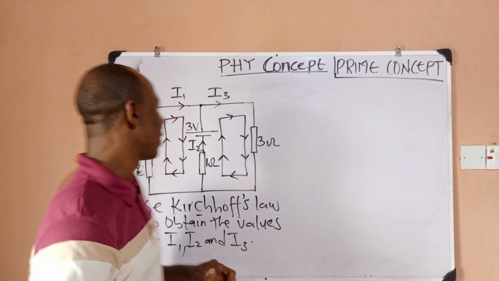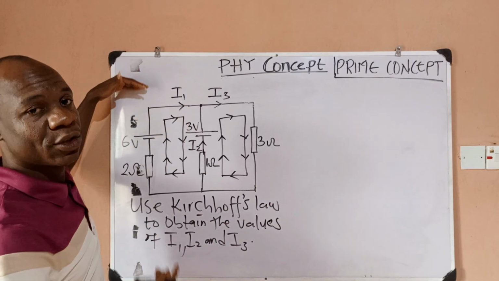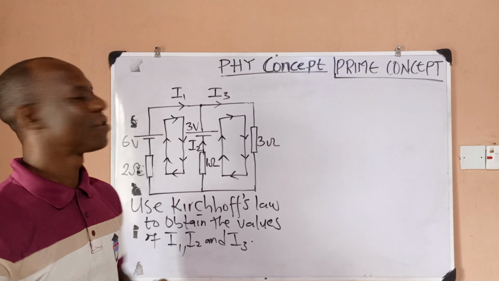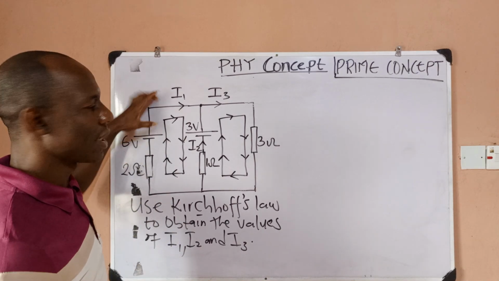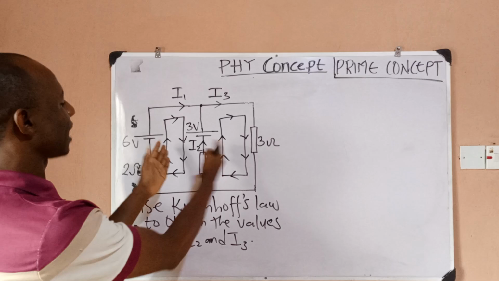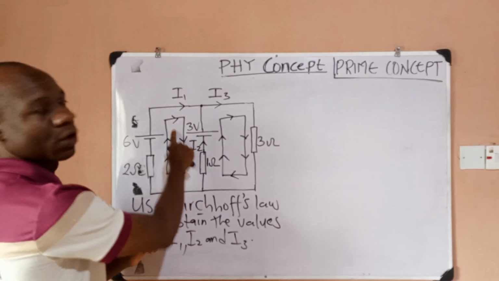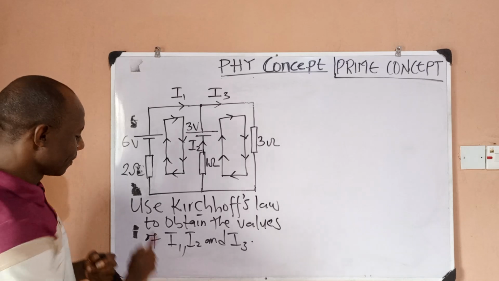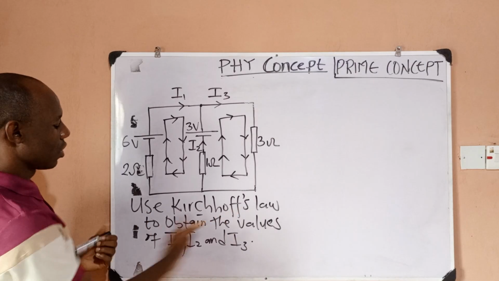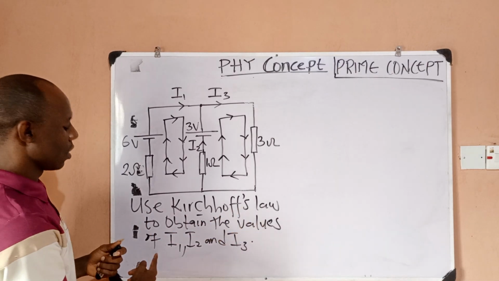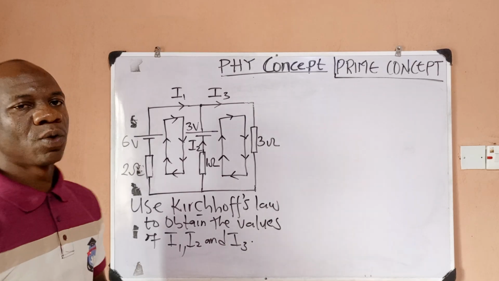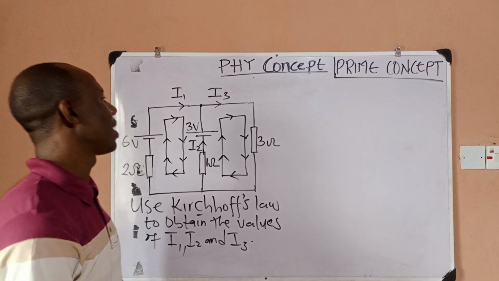Now we have a problem to analyze, the circuit problem under Kirchhoff's law, like we introduced in our previous video. And we have this circuit to analyze, a circuit that has two loops. This is the first loop and this is the second loop. The question says use Kirchhoff's law to obtain the values of I1, I2 and I3. So we want to solve this. Now let's quickly jump into our business.